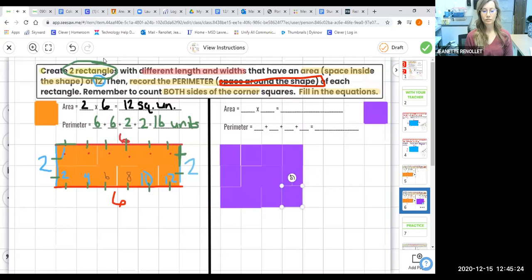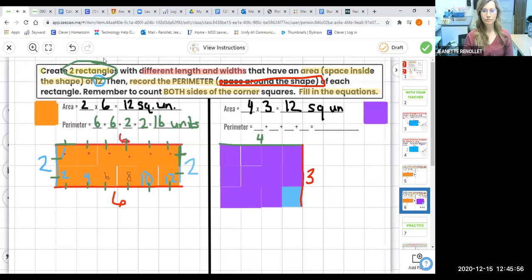Now I'm going to label my length and my width. I can see that I have a length of 4 units. I can see that I have a width of 3 units. So my area is equal to 4 times 3, which we know gives us 12 square units, as we've proven in our illustration, and as was described for us in our directions.